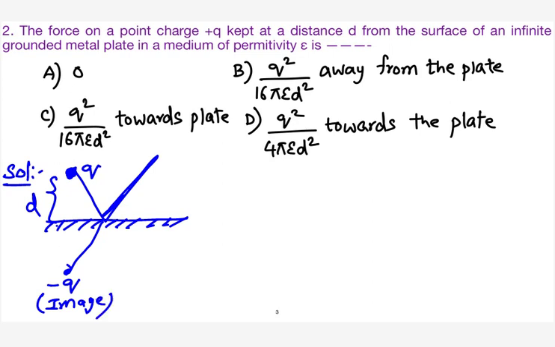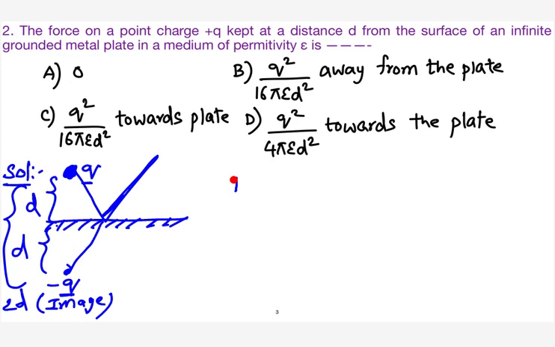Now the problem is simpler, right? So this is also at a distance of d. So what happened here? There are two charges. One will be q and the other one will be minus q, separated by a total distance of 2d. So you can apply Coulomb's law to find the force on this charge.